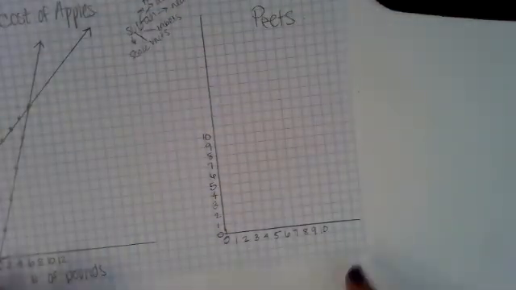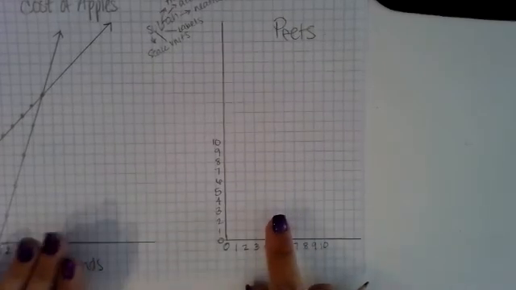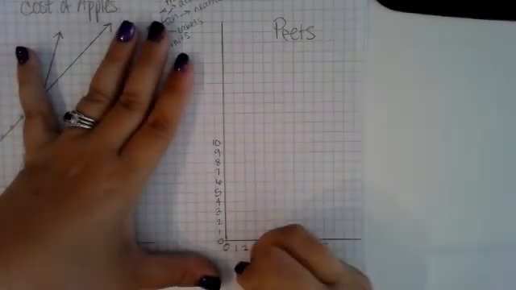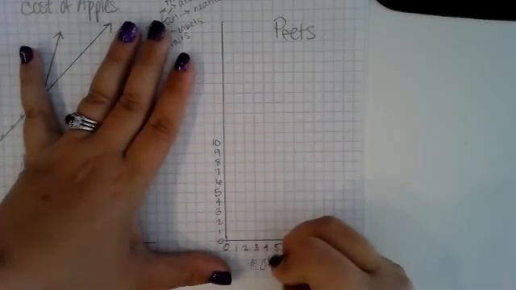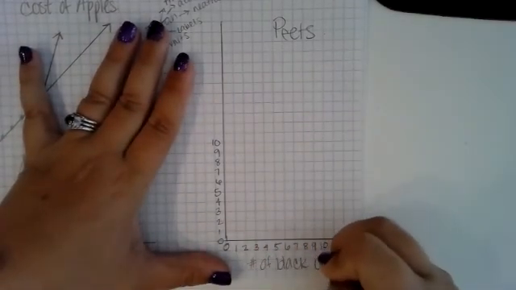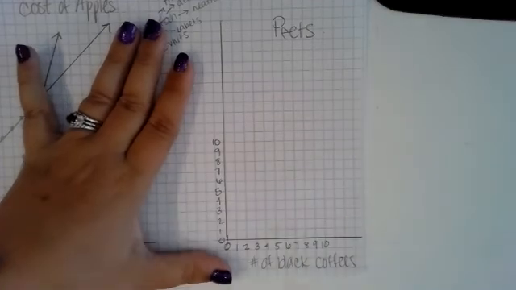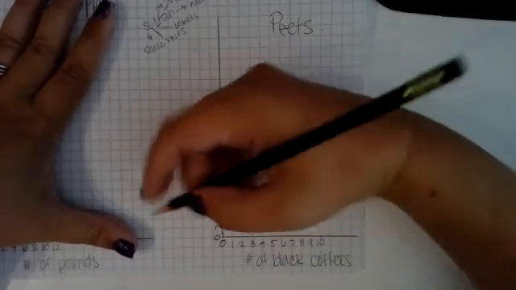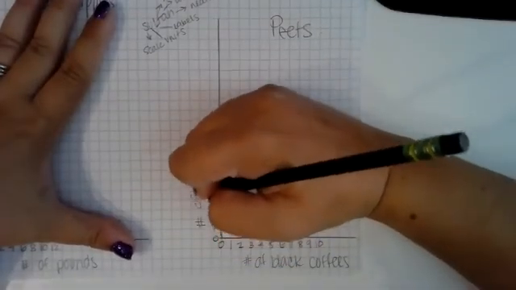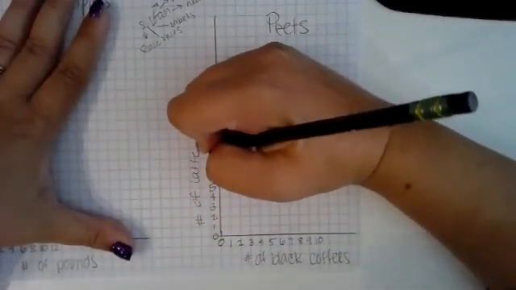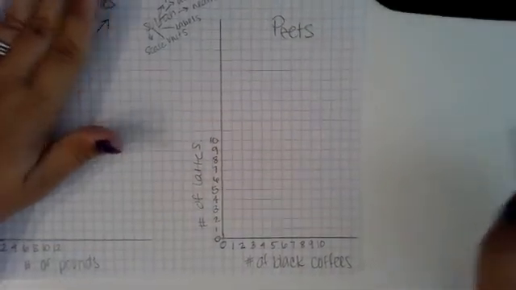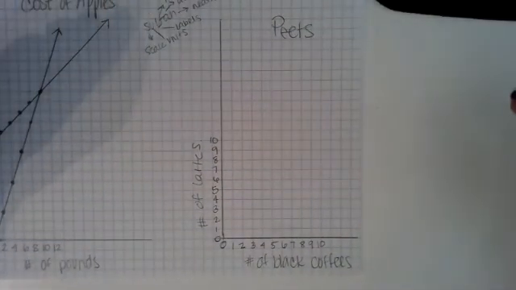Other important things. My X in this problem represented my black coffees. So I need to have black coffees on my X axis. So this is number of black coffees. And then my Y axis in this problem were my lattes. So I need to label that number of lattes. Okay, so my graph is all set up and I'm ready to go.